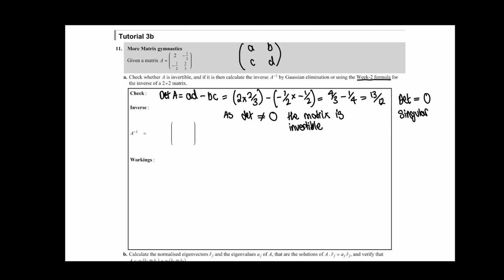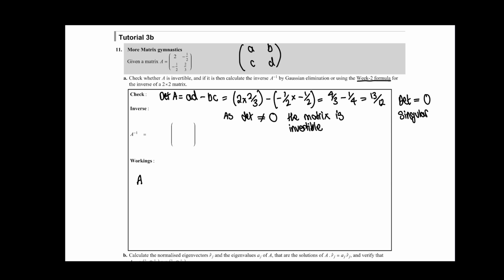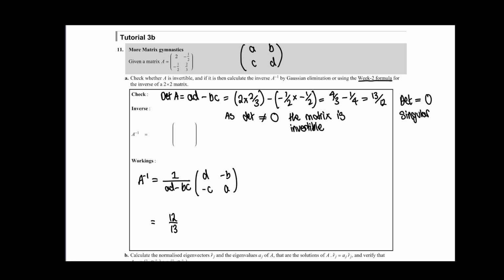So the 2 by 2 formula is 1 over the determinant, so 1 over AD minus BC, brackets D, A, minus B, and then minus C. If we use this formula, we will get 12 over 13 times 2 over 3, 2, a half and a half.